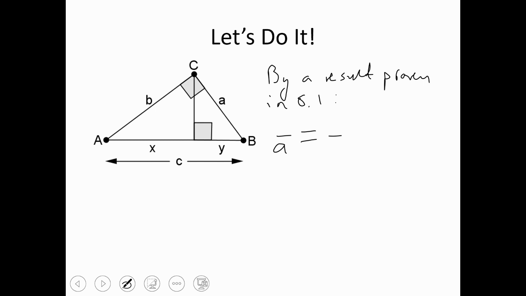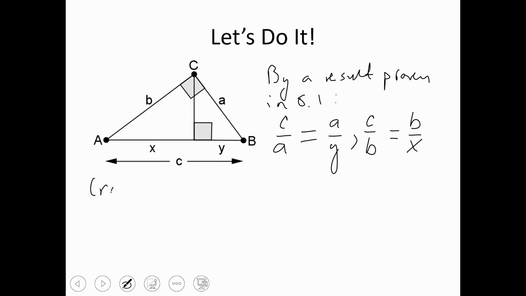Each leg is the geometric mean of the whole of the hypotenuse and the piece adjacent. So we'll do a first. a is a leg, so it's the geometric mean of the whole of the hypotenuse, which we will call just c, and then the piece of the hypotenuse which is adjacent to that a, which is y. And then we can do the same with b as well. So that leg b is the geometric mean, so there it is in the position of the geometric mean, of the whole of the hypotenuse and the piece adjacent to the b, which is x.